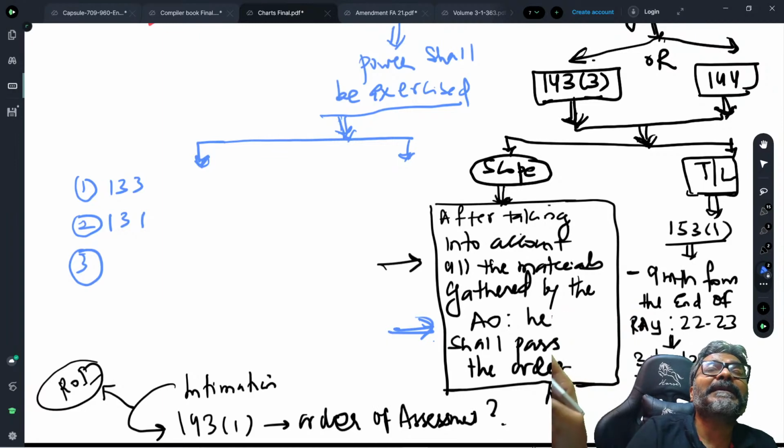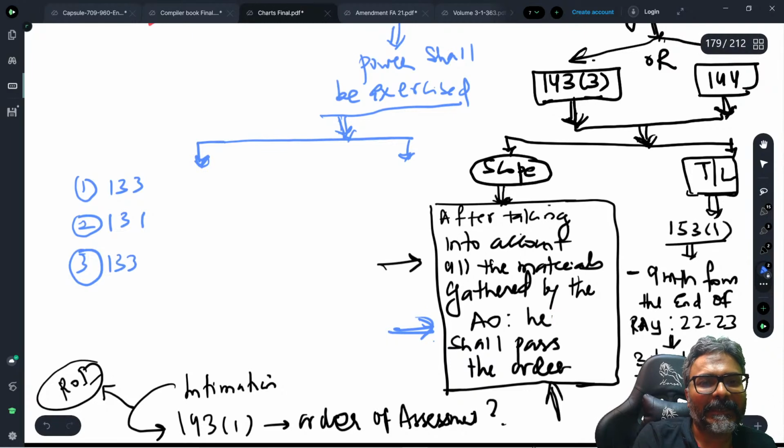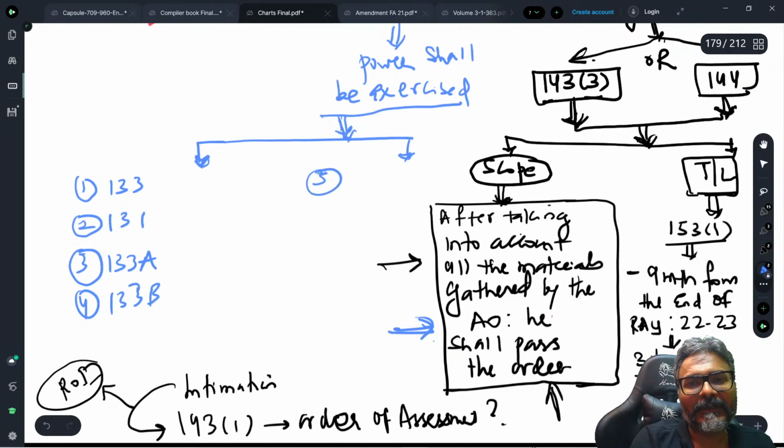To gather the material, does the AO require the power? Yes. Under which section, therefore, does the AO have the power to gather the material? These are the sections. So 133, 131. Thereafter 133A, 133B is a provision, and thereafter point number 5, probably, which I will say is 144A, point number 6, 127, point number 7, 142(2A), and last but not the least, students, is 142A.